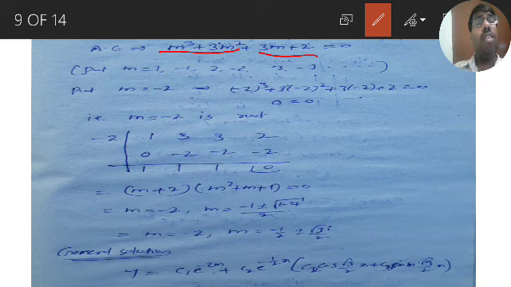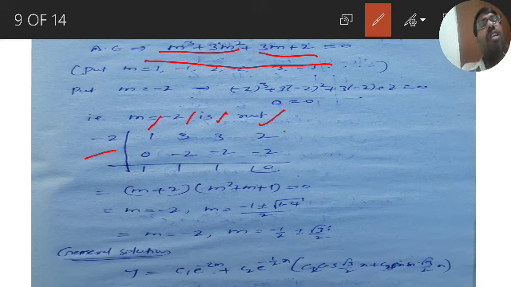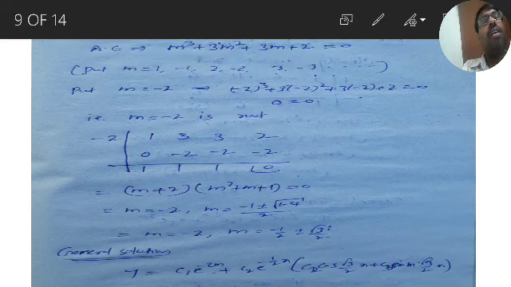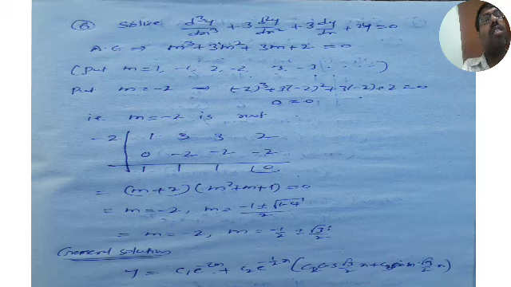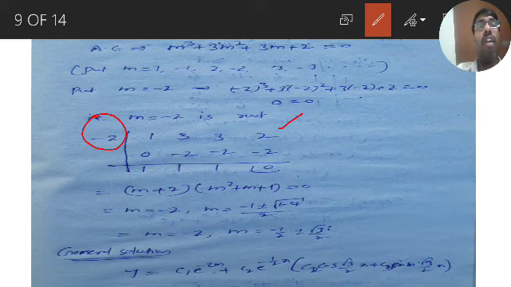Now use the synthetic division method. So what are the coefficients? The m cube coefficient is 1, m square coefficient is 3, m coefficient is 3, and the constant is 2. m equal to minus 2 is a root. So write the coefficients in the first line. These are the coefficients, and m equal to minus 2 is a root. Now we are using synthetic division. Put 0 here.